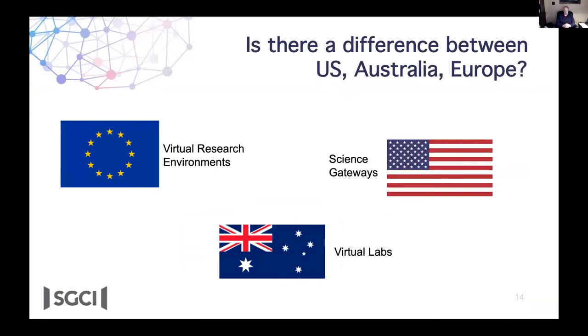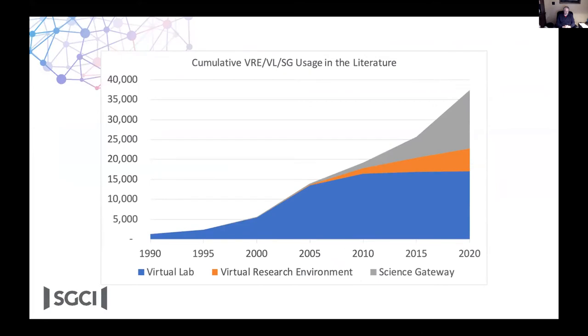I think the question or the request implied that there was some difference between virtual research environments, which is typically the nomenclature in Europe, virtual labs, which I think we associate mostly with Australia, and science gateways mostly with the US. And at first I thought, no, there really shouldn't be a difference in terms of collaboration. So I went to Google Scholar and did some searching.